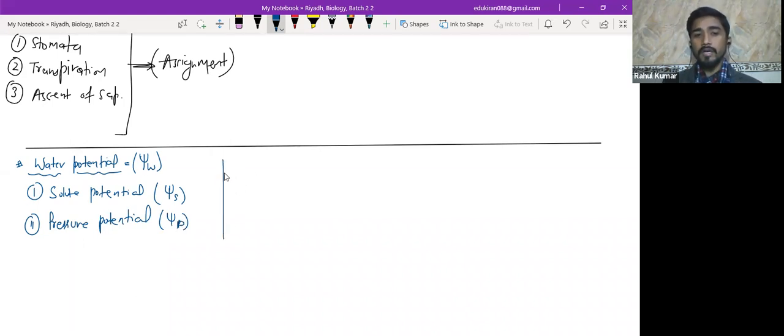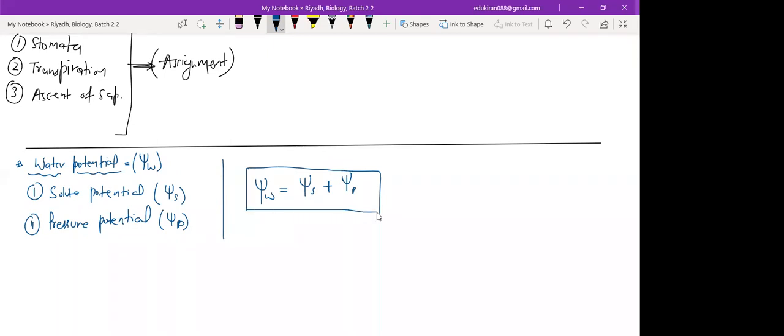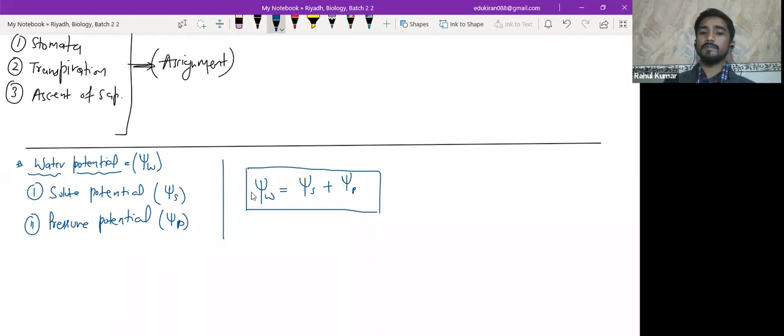Now there is a formula that denotes the relationship between all these three, and which is very simple. Water potential is always calculated by adding solute potential to your pressure potential. So psi W is equal to psi S plus psi P. Is it clear? This is the relationship. Water potential is equal to solute potential plus pressure potential. Okay.